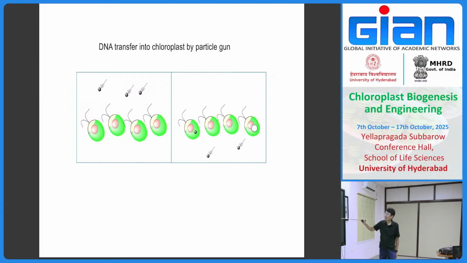And fortunately, or I don't know, unfortunately for Chlamydomonas, a tungsten particle transferred into the chloroplast, and the tungsten particle remains inside. Then the DNA coated on the surface of the particle will dissolve into the chloroplast, and then you can introduce the transforming vector into the chloroplast.